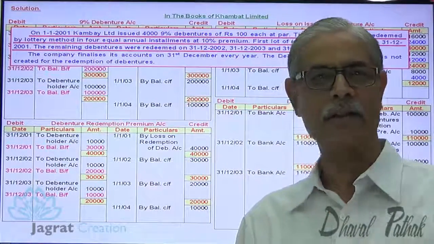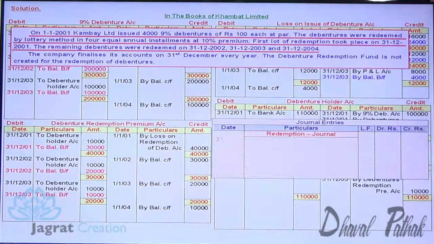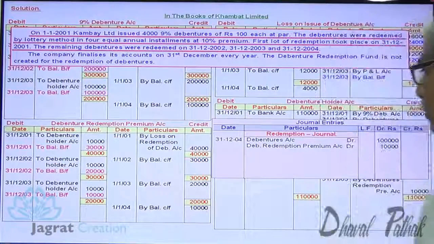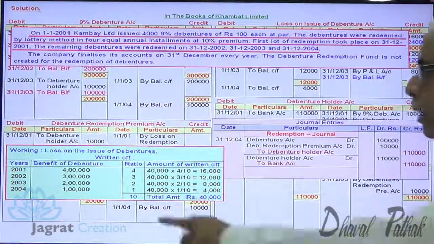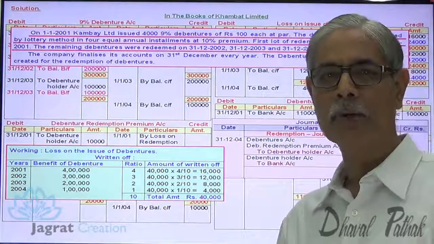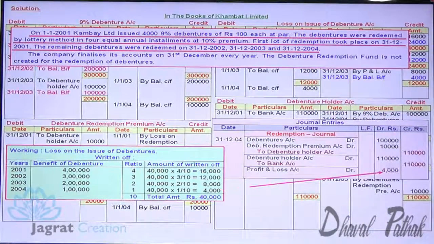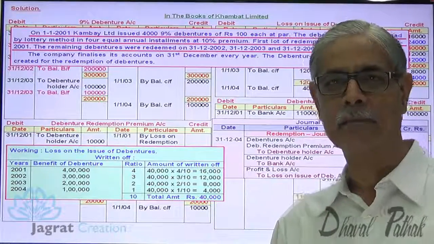Now last year, it's repetition once again. First redemption entry, debenture account debit 1 lakh, debenture redemption premium account debit 10,000 to debenture holders account credit 1,10,000, debenture holders to bank 1,10,000. The loss on issue of debentures to be written off in the last year is 4,000. So profit and loss account debit 4,000 to loss on issue of debentures account credit 4,000. This is how entries for the last year are recorded.